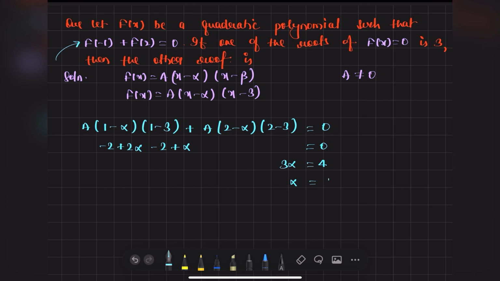So it is 3 alpha equals 4. So alpha is 4 by 3. Therefore, the second root is 4 by 3. I hope this question is clear now.